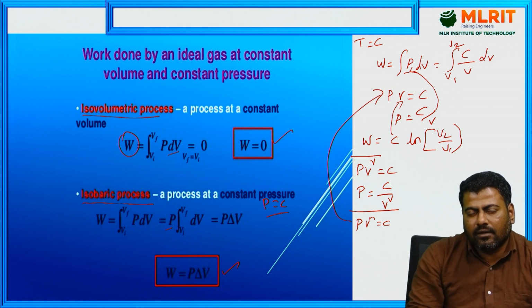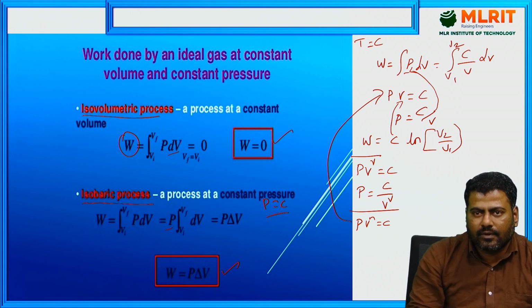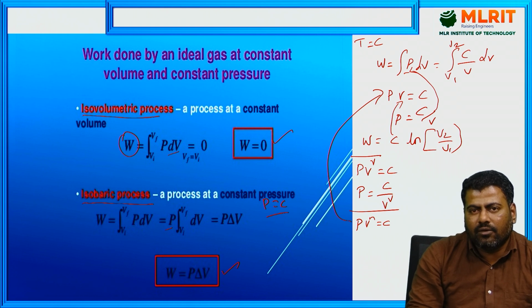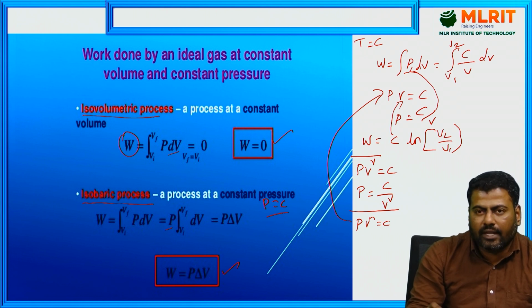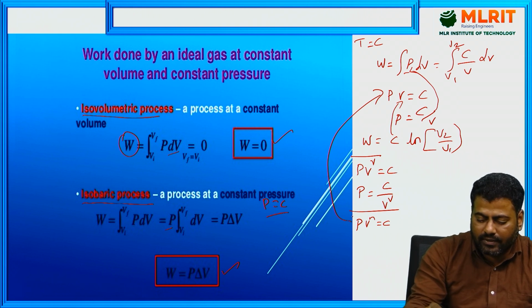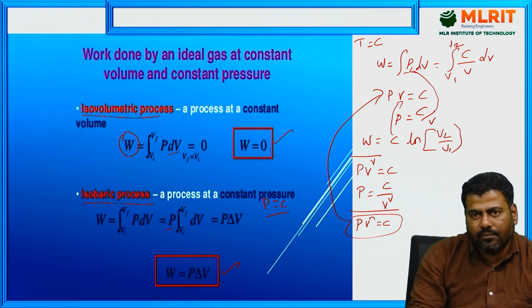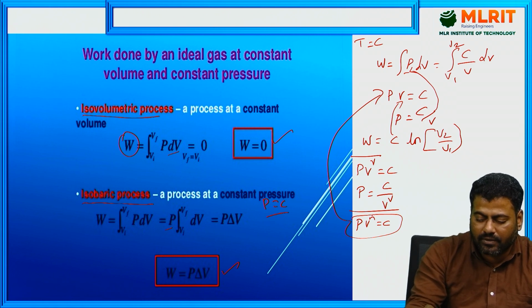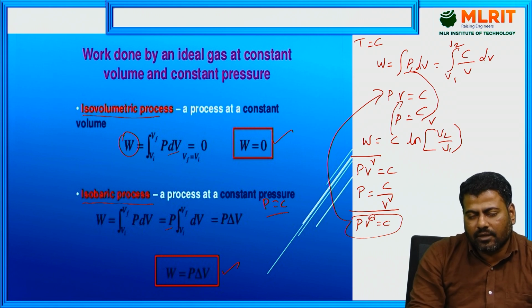Then if I consider n equal to 0, V power 0 is nothing but 1. So P equal to constant. For n equal to infinity, V equal to constant, right? So like that I can get the various quasi-static processes. That is why we term this the polytropic process. Poly means many processes inside; it depends upon the index n. So this is what actually about quasi-static process.